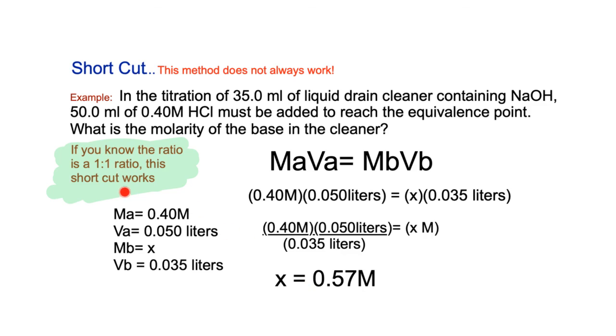So again, this only works when your mole ratio is 1-to-1, so you have to have a balanced chemical equation where your coefficients are 1 and 1. Otherwise, you have to use one of those other methods. But all 3 of these are going to get you to the same answer.